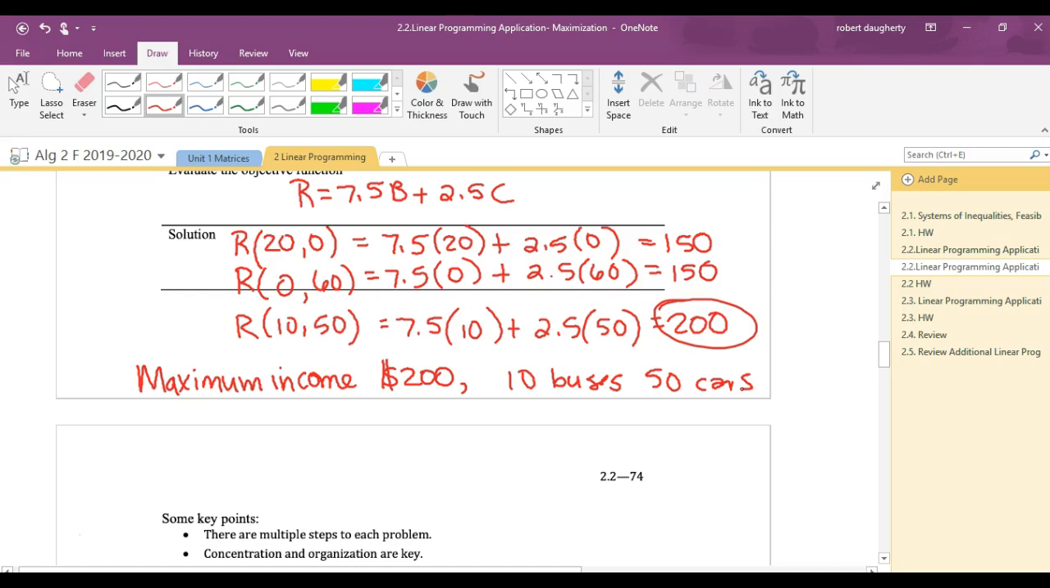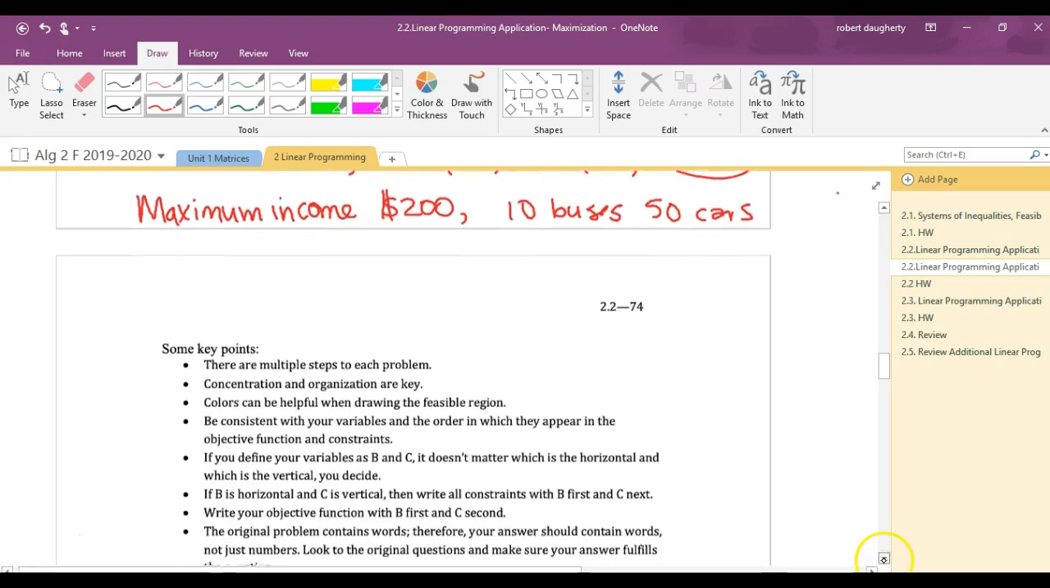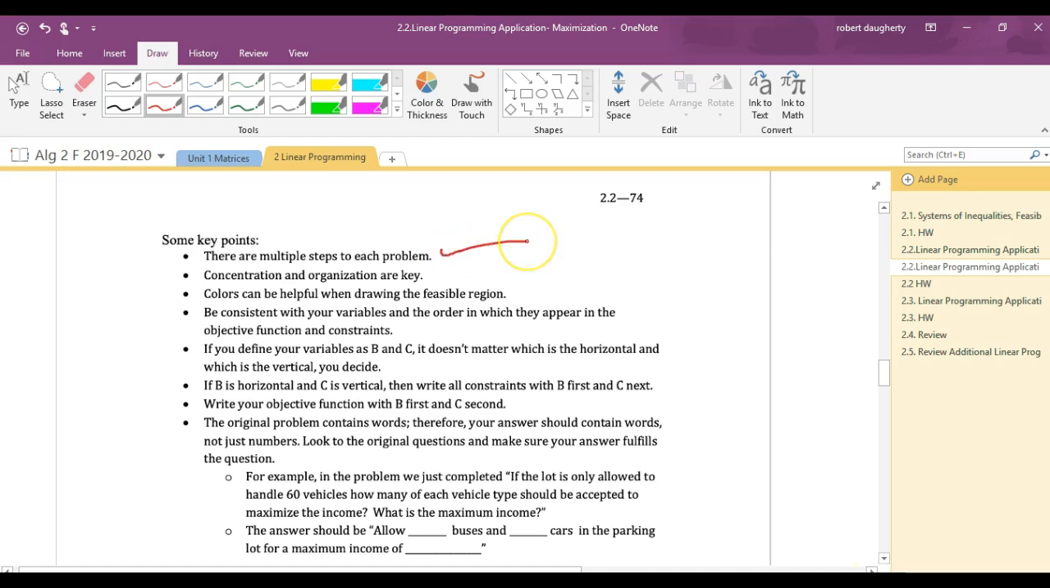Okay, these problems are long. They're involved. They have lots of steps, but you need to be able to just break them down into components. Each thing has multiple steps. You've got to be able to concentrate and organize. You see me using a straight edge, different colors. Be consistent with the variables. When I define my variables, like I just did B and C, if B was first, that's my x-axis, C is my y. And every time I wrote an equation with B and C, B was first and C was second. Be consistent to save yourself from making mistakes.